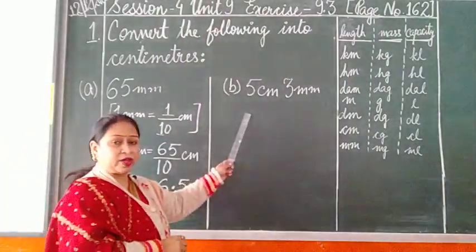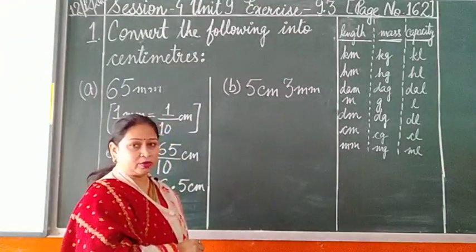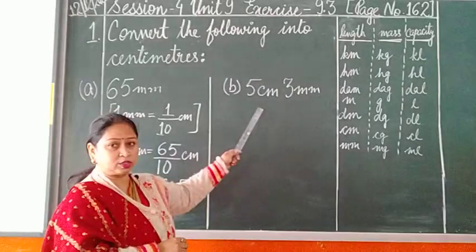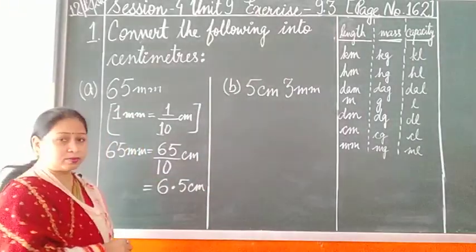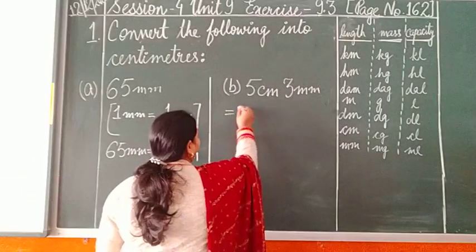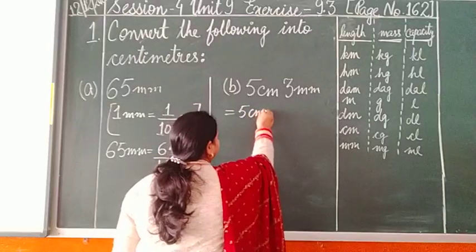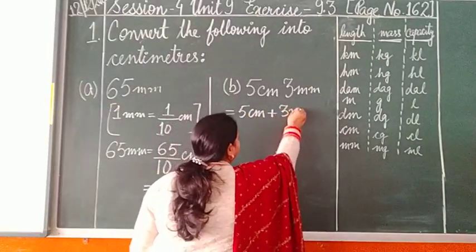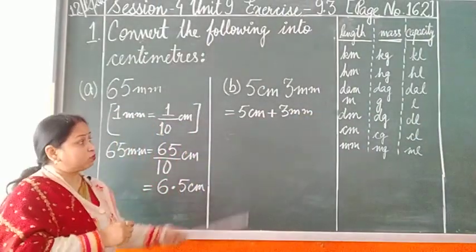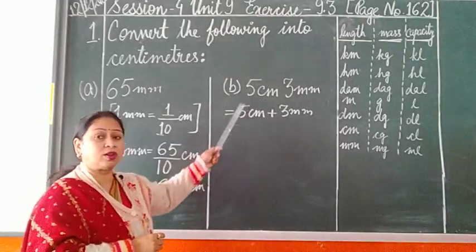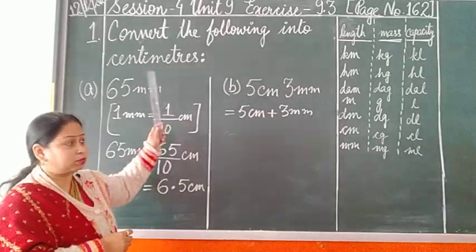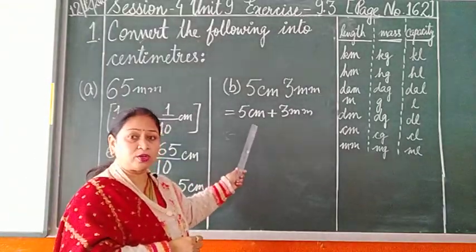Now 5 centimeter and 3 millimeter. You have to convert to centimeter. So what about this 5 centimeter? It will remain as it is, because this is already there. When we write it down, we will write 5 centimeter plus 3 millimeter. Which one are we going to change? Okay, conversion is to be shown. 5 centimeter will not be changed, because here it is asked to convert to centimeter. So centimeter is already given, no need to change this one.